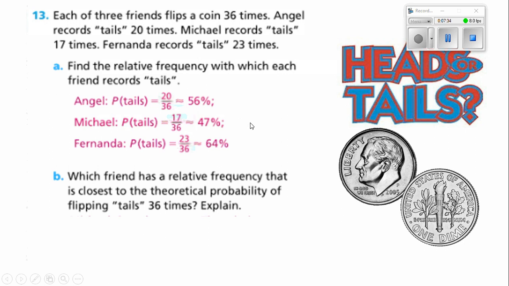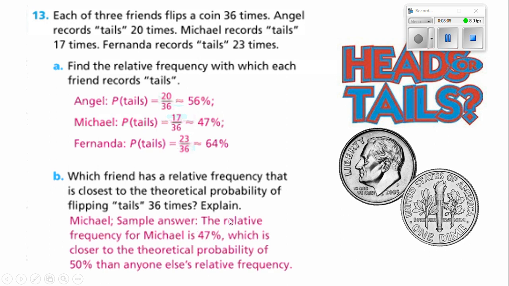You see, all we've got to do is put the number of times it happened over the number of attempts, and then divide the numerator by the denominator to get our percentage. And B says which friend has a relative frequency that is closest to the theoretical probability of flipping tails 36 times. Well, remember, if we flip it, we're always going to say that flipping a tails is 50%. So which one of these is closest to 50%? I'm going to say Michael. And I'm right. The relative frequency for Michael is 47%, which is closer to the theoretical probability of 50% than anyone else's relative frequency.